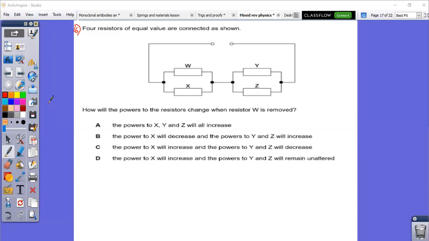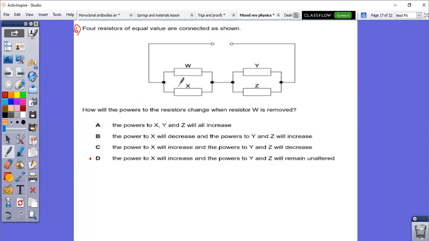Is it D? Not quite, Tom, on this one. I know it's really tricky. Not D though. Have you tried putting in some values?